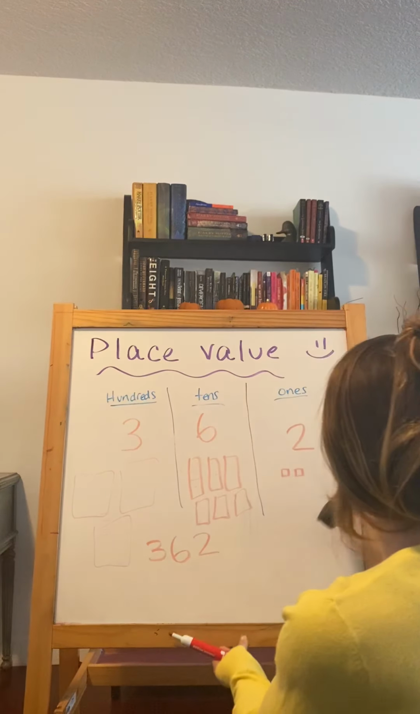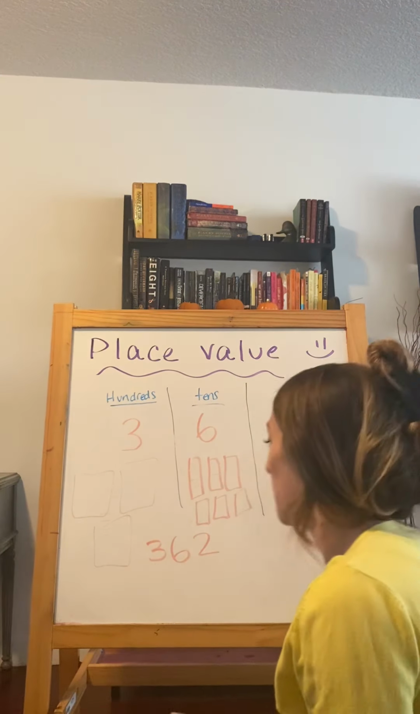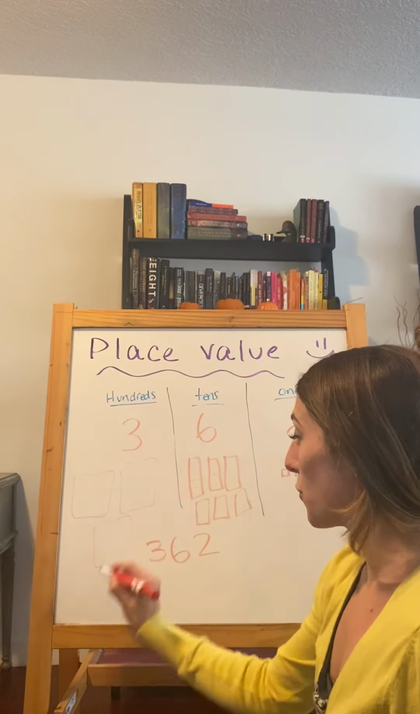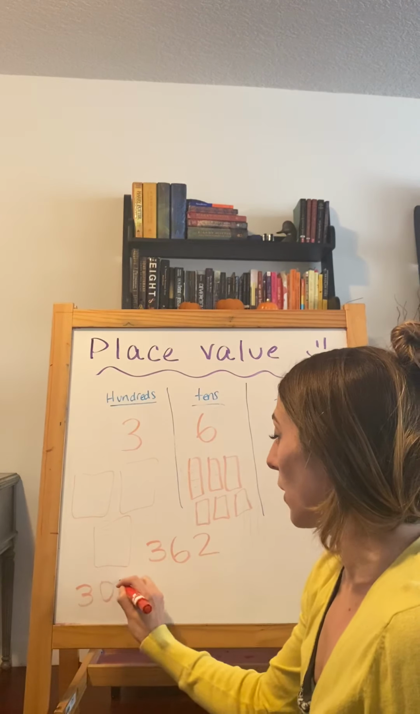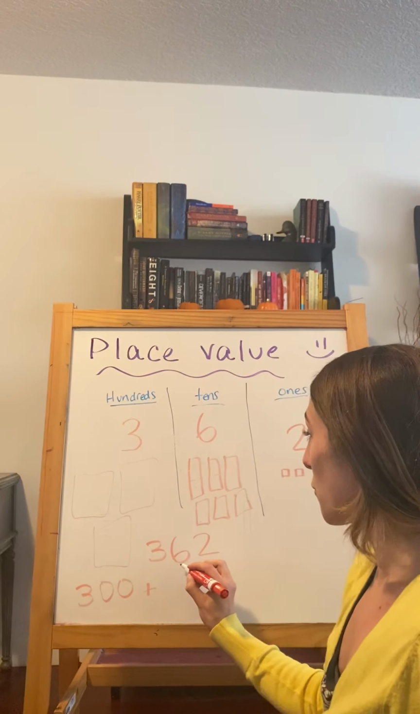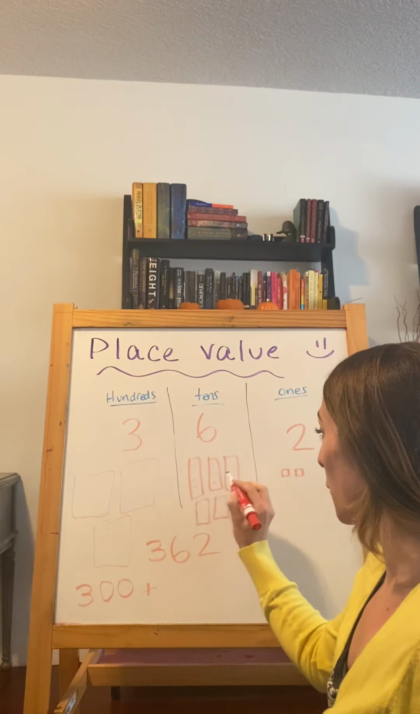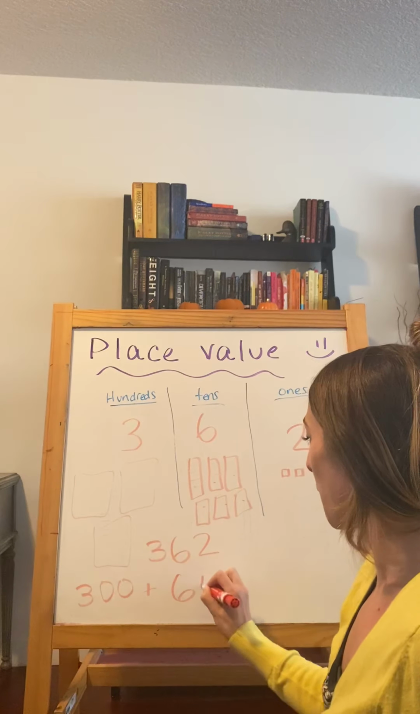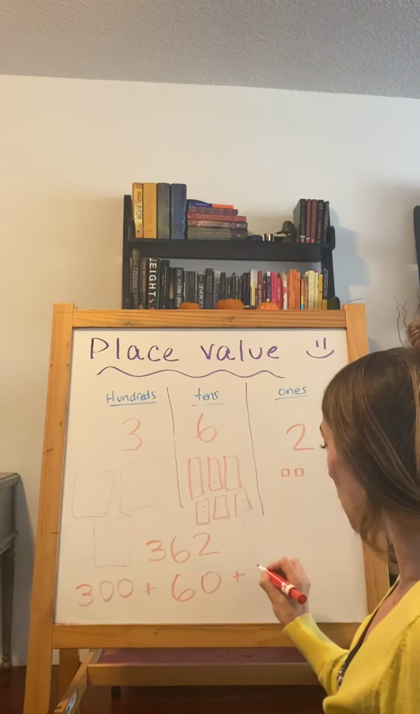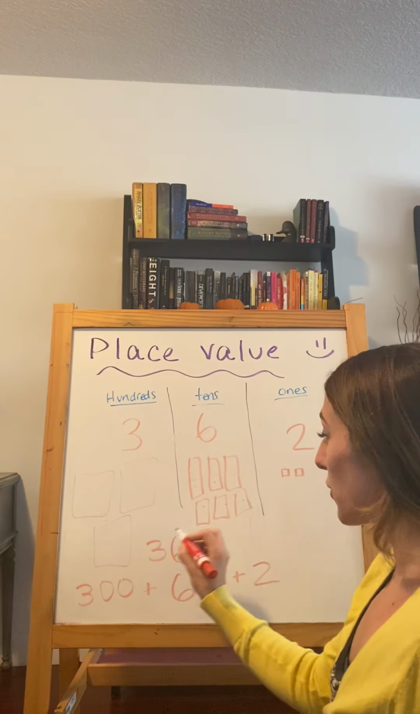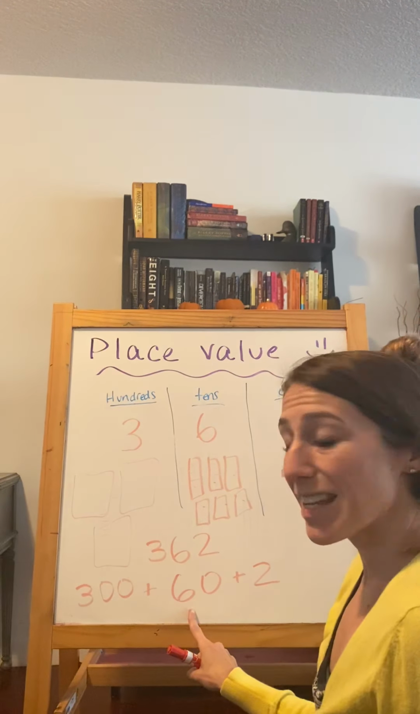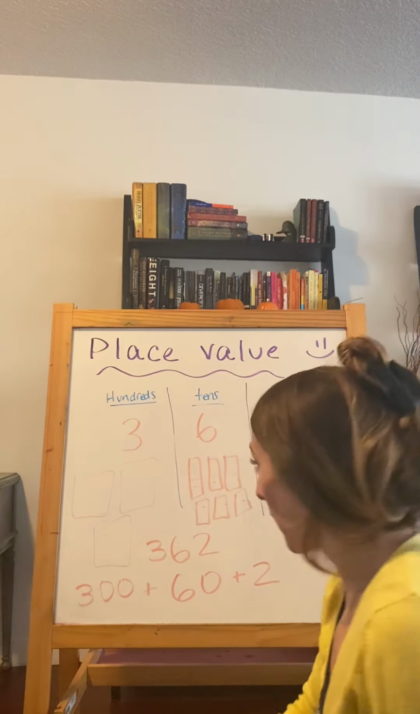Now, another way of looking at this number is you could show the 3 is in the hundreds place, so this is equal to 300, plus the 6 is in the tens place, so this is equal to 10, 20, 30, 40, 50, 60, and then the 2 is in the ones place, so that's just equal to 2. So 362 is the same as saying 300 plus 60 plus 2.